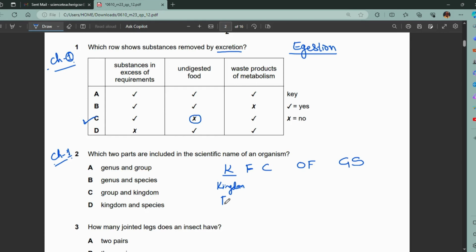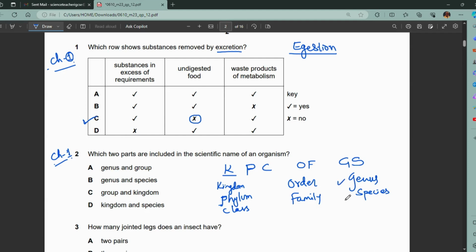So kingdom, then we have phylum. Now this is P, not F. Why? Remember this F, I just made it to remember, I have just made that KFC. F can be joined to form a P. And the next one is the class. So KFC, that is phylum and class. Order, family. Done with this. Then we have genus and species.